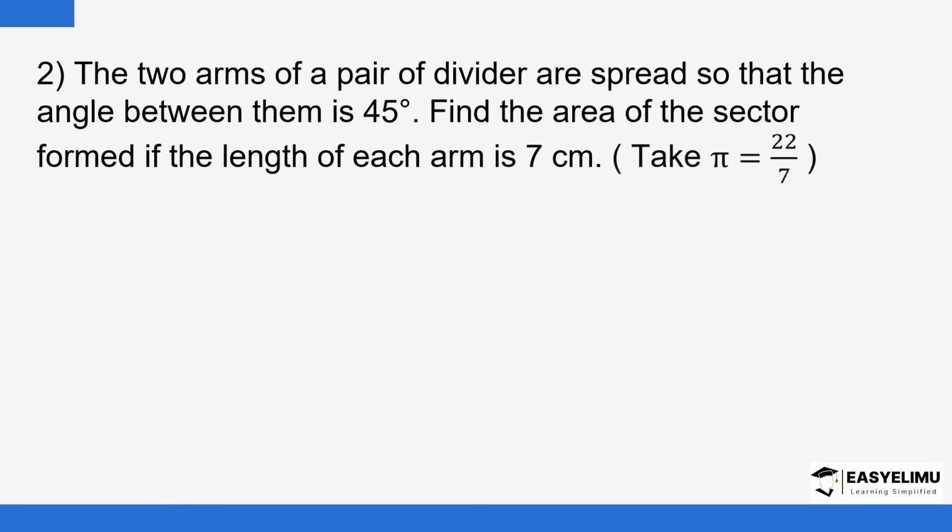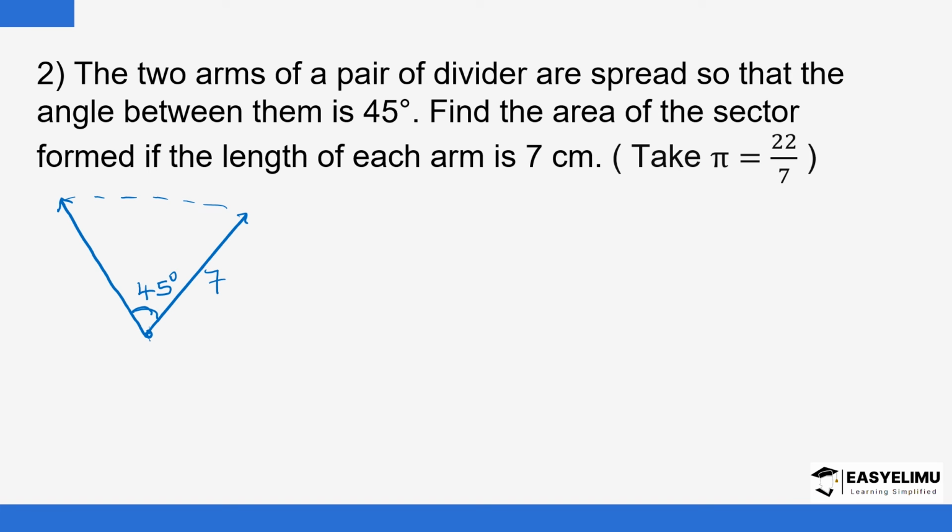So the two arms of a pair of dividers are spread so that the angle between them is 45 degrees. Find the area of the sector formed if the length of each arm is 7. So you have some center here, and then you have one arm of a divider, that one, and then you have another arm, this one here. Then the angle between them is 45 degrees. So the length of this is given as 7.